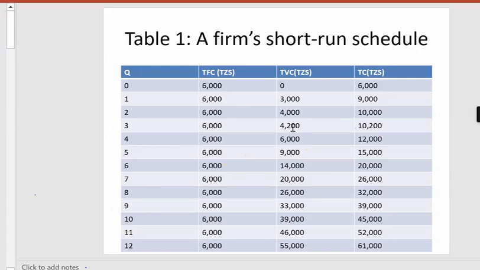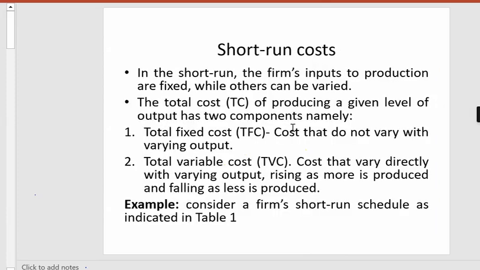So this one will remain as it is, regardless of what you produce, right? That does not vary with the varying what? Output. For example, if the output is 2, the fixed cost will remain as it is. If the output is 4, similarly, the fixed cost will be the same. So by definition, we said cost does not vary with the varying what? Output.